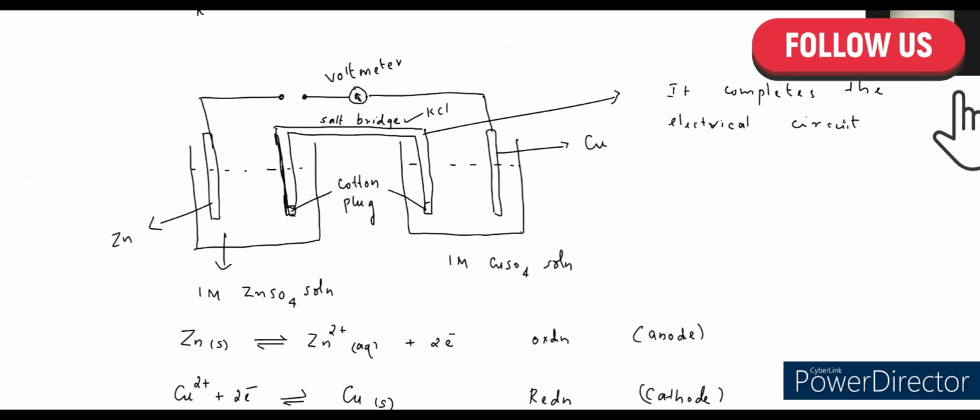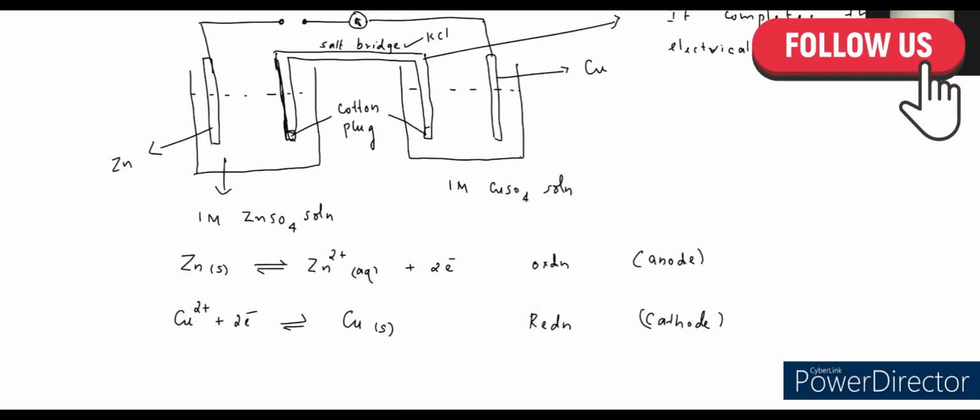Now, from where are our copper ions receiving these two electrons? The two electrons which are released by the Zn atom move through the external circuit, the external wire, and reach the cathode. So the flow of electrons is from anode to cathode. Electricity will be flowing from cathode to anode.